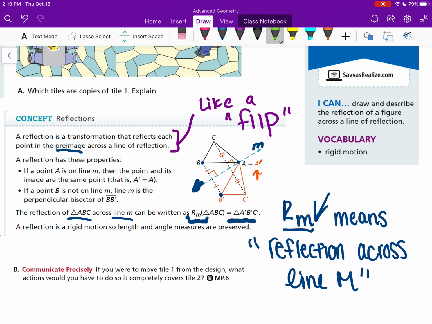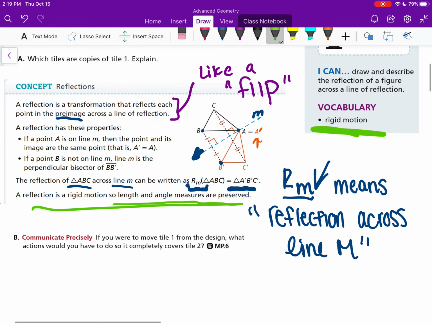The next thing we need to discuss is a rigid motion. A rigid motion is when we move an image or a shape or an object or anything, and it preserves the angle measure and the length. AKA it doesn't get bigger, it doesn't get smaller, and the angles don't change. So the length of the sides are the same and the angles on the inside are the same. Example 1 deals with that, so let's turn to it.